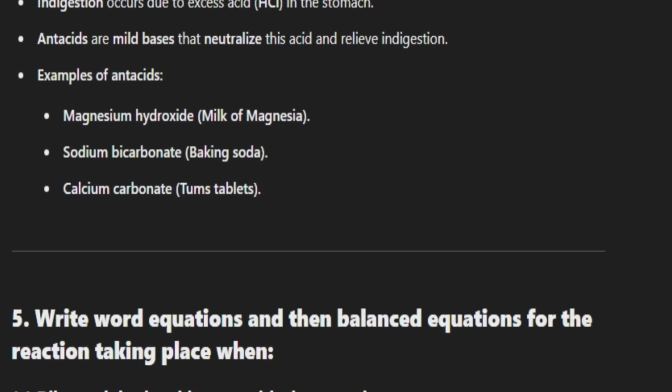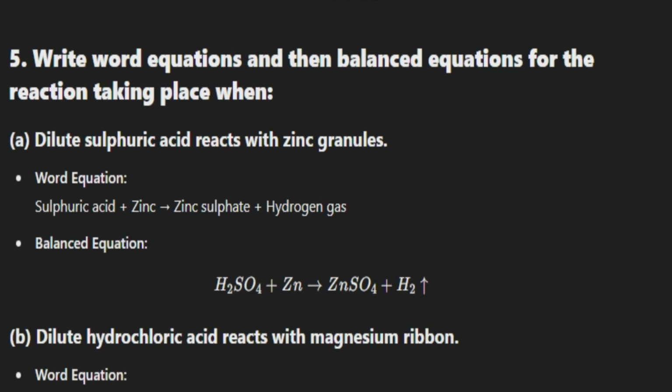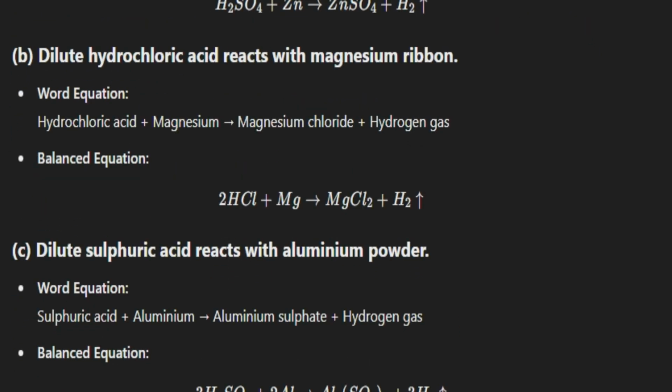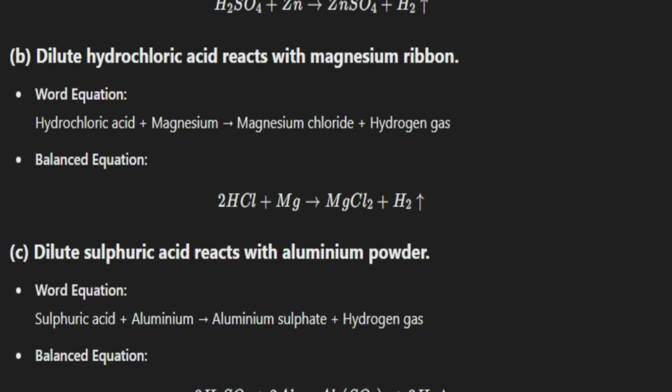5. Write word equations and then balanced equations for the reaction taking place when A) dilute sulfuric acid reacts with zinc granules. Word equation: sulfuric acid plus zinc gives zinc sulfate plus hydrogen gas. Balanced equation: H2SO4 plus Zn gives ZnSO4 plus H2. B) Dilute hydrochloric acid reacts with magnesium ribbon. Word equation: hydrochloric acid plus magnesium gives magnesium chloride plus hydrogen gas. Balanced equation: 2HCl plus Mg gives MgCl2 plus H2.